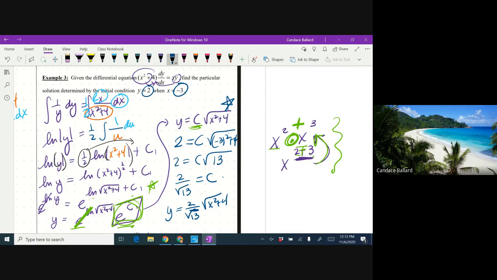So what that really means is if I had a slope field that had all the slopes for that differential, and I went to this particular point, the point (-3, 2), and I drew the curve, this would be the equation of that curve that would go through that point.